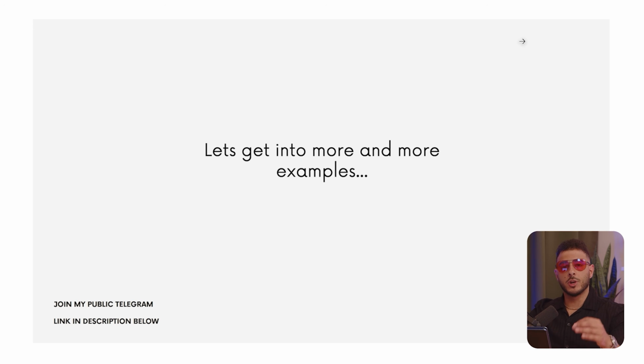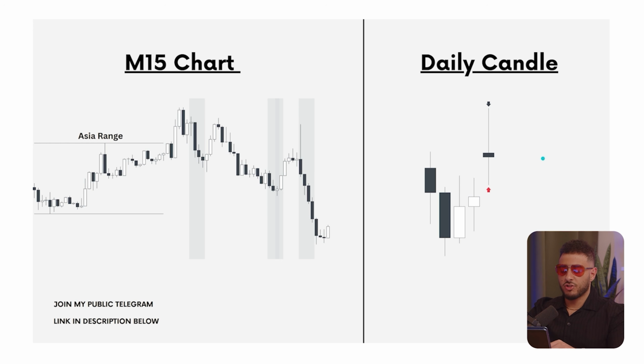Now, let's go ahead and look into more and more examples. And not only that, we're going to see how the daily candle actually closed after we get that Asia session move. So we have the M15 chart here on the left side where we have the Asia session range. We see that price pushes up. Again, we see a little bit of a distribution move. Then we go into, this right here is London close, and this here is New York open.